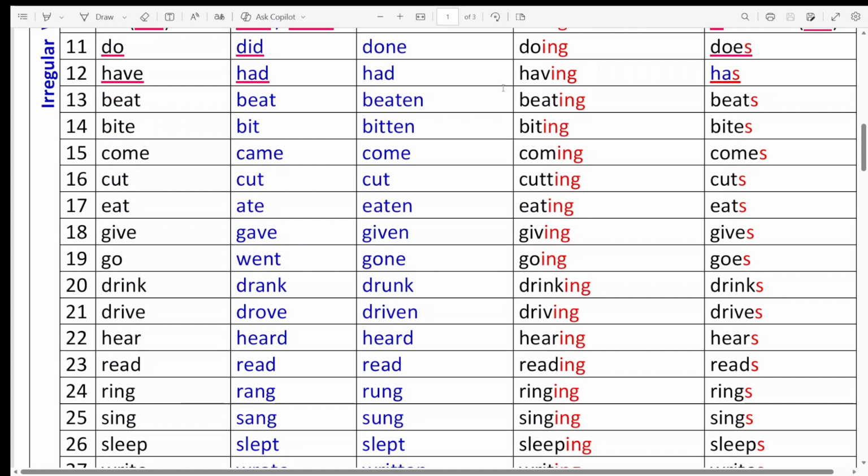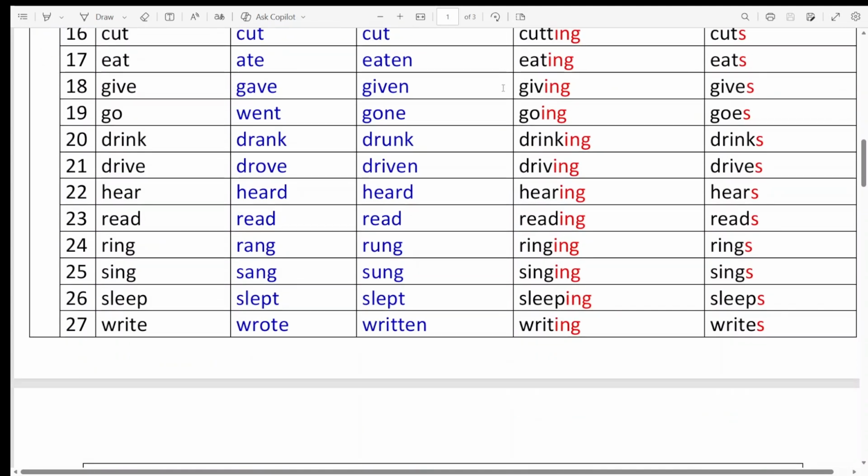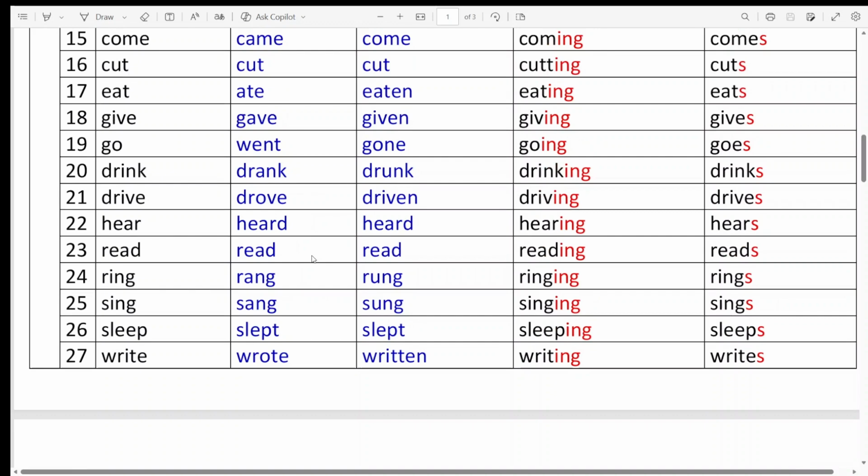23. Read, read, reading, reads. 24. Ring, rang, rung, ringing, rings. 25. Sing, sang, sung, singing, sings. 26. Sleep, slept, sleeping, sleeps. You always remember, you don't say slipped. Some happen to say slipped. You say sleep, slept, sleeping, sleeps. 27. Write, wrote, written, writing, writes.